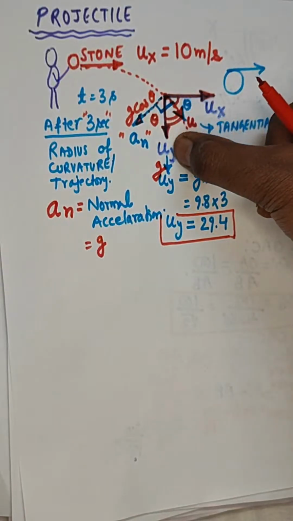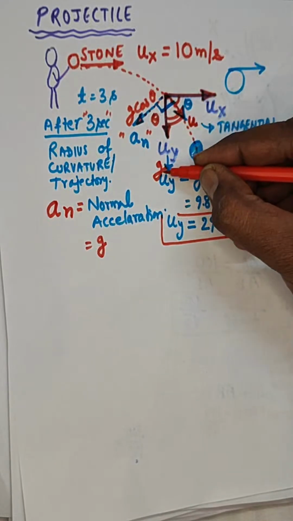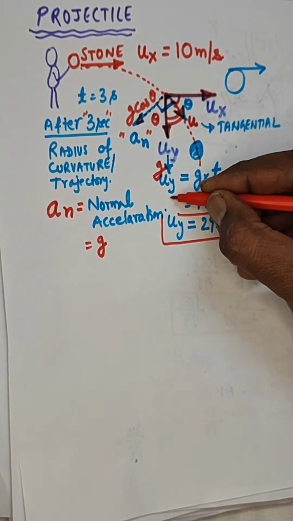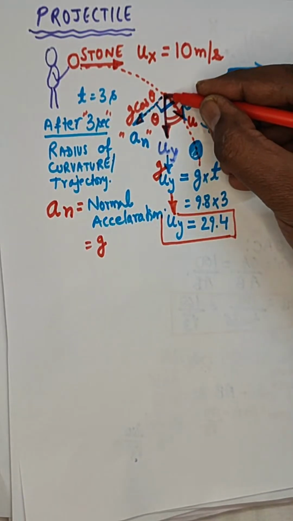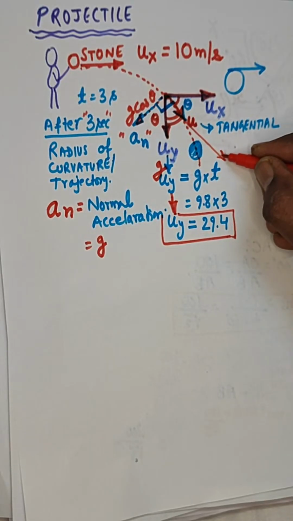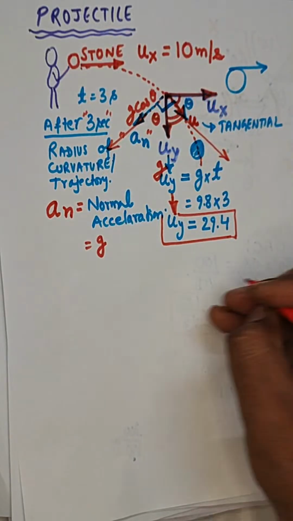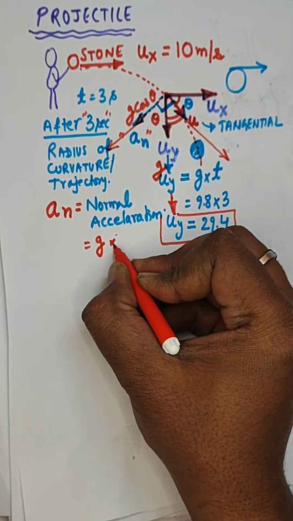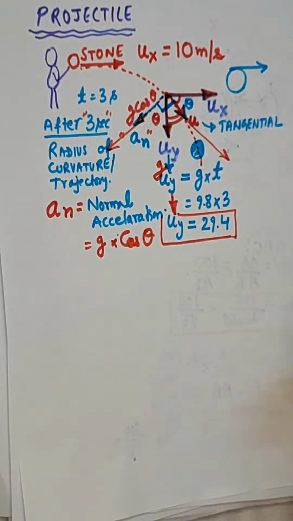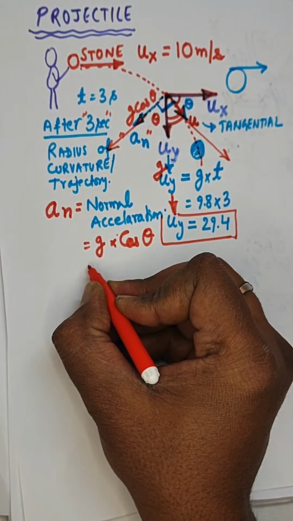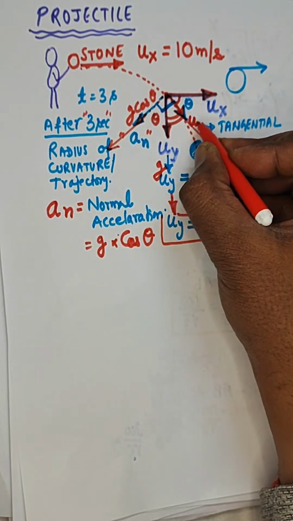If this is g, and you are breaking the component of this g acting downward, g is acting into this direction. If you break this component, one component will be acting over here and one component will be here, and this is the tangential component, right? So the tangential component is nothing but g into cos theta, right? So you know what is the value of cos theta?